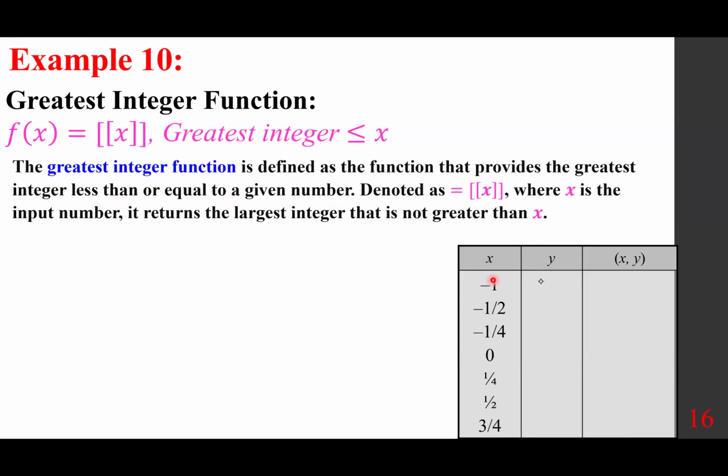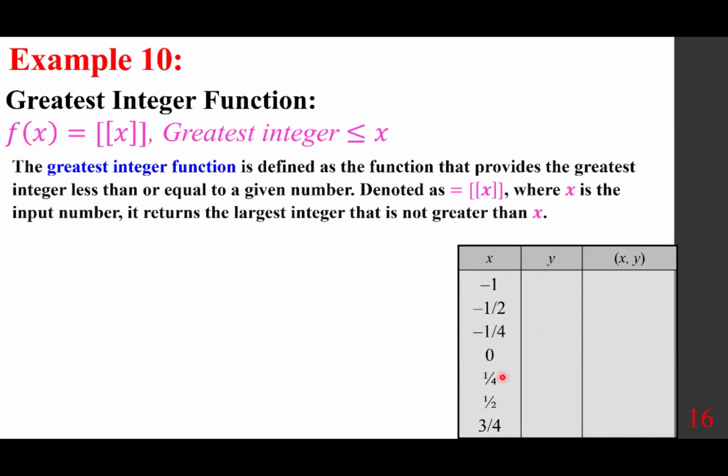So -1 gives you -1, 0 gives you 0, 1 gives you 1, 10 gives you 10. Any integer returns the integer. But when it's not an integer, that makes it interesting. So for example, -1/2, okay? Remember, the greatest integer less than or equal to x. Your x is this. So the integer which is less than that is -1.